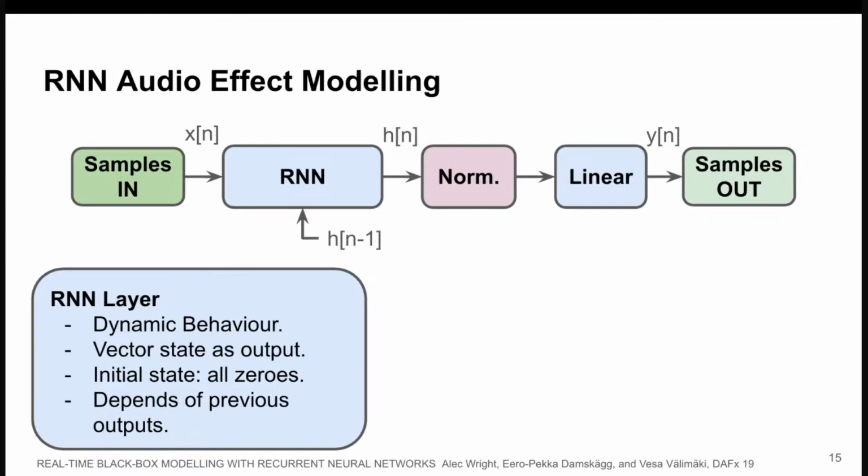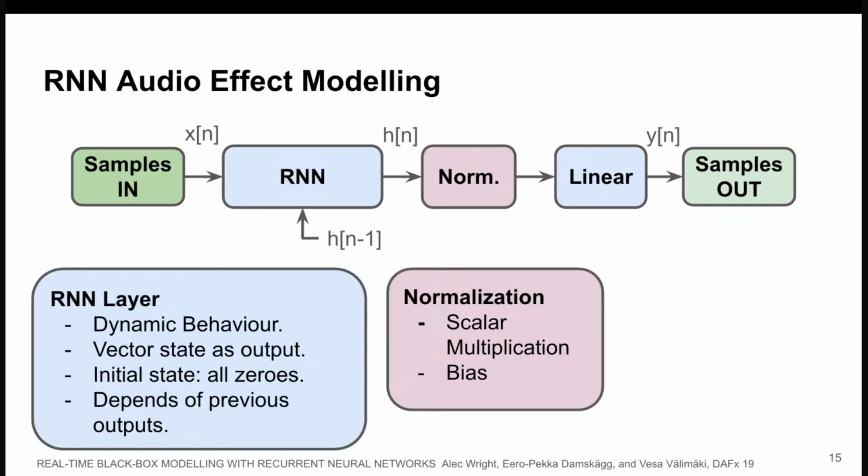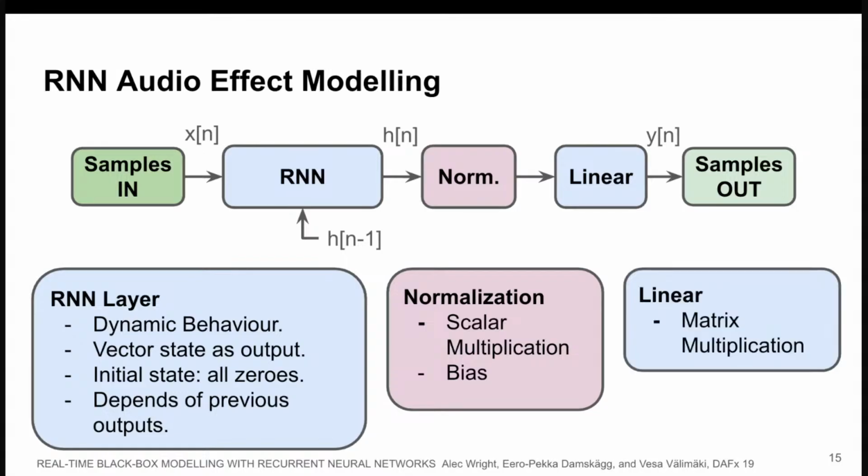The initial state, at n equals 0, is the first sample that the RNN receives, x0, but h, the vector of previous state, is initialized as all zeros. And of course, this is the dynamic behavior of the system. Then we have a normalization, which is a really simple scalar multiplication and a bias addition on the state. And then we have a linear layer, which just performs a matrix multiplication to project this normalized state into the yn output, which is a single sample, and that's the sample that gets output by the system.